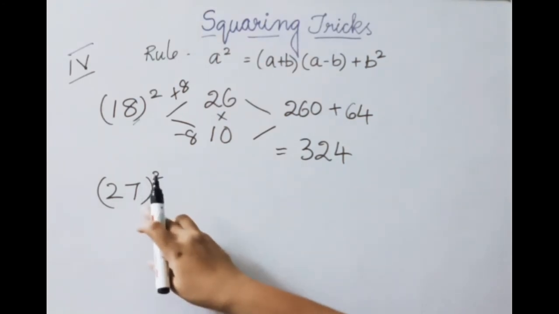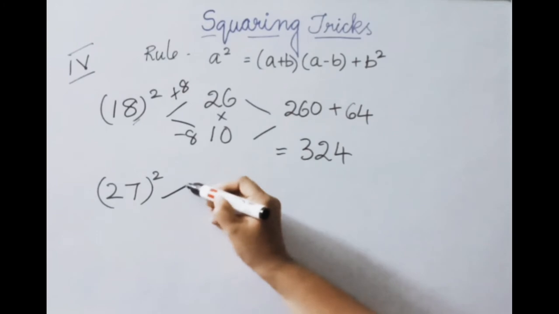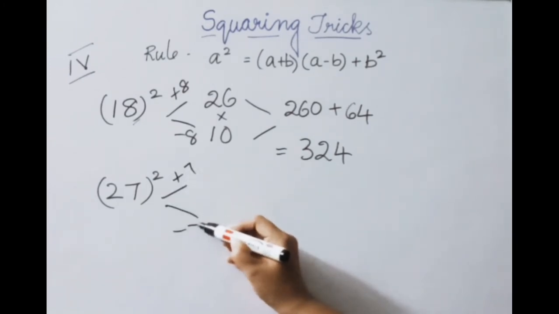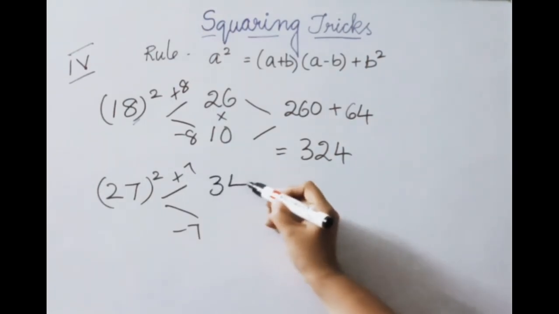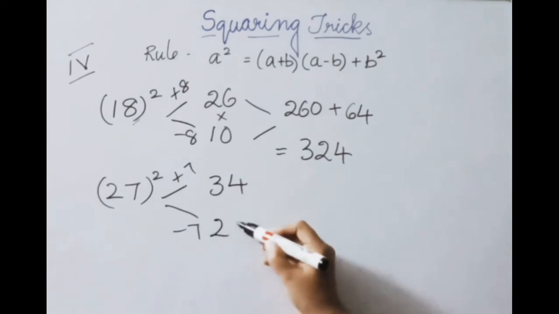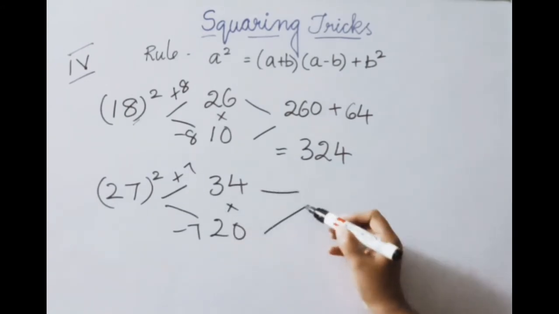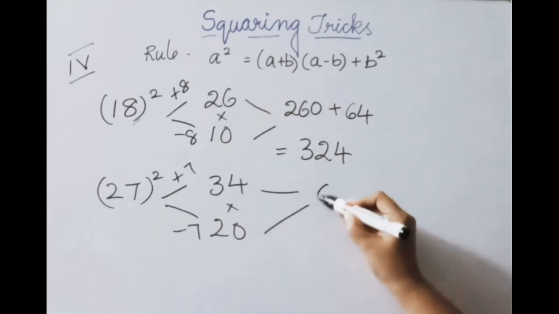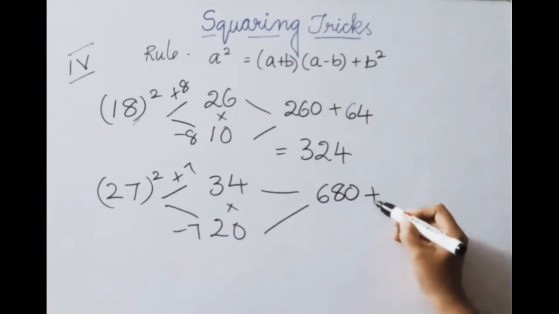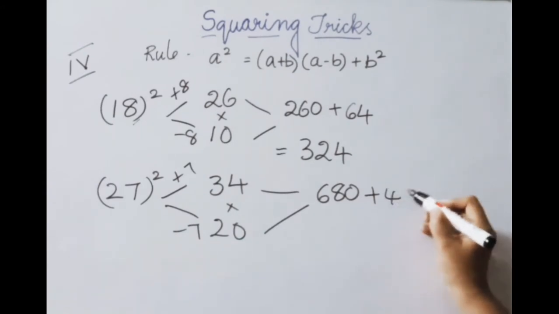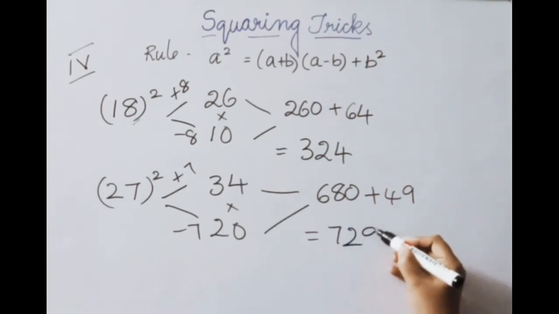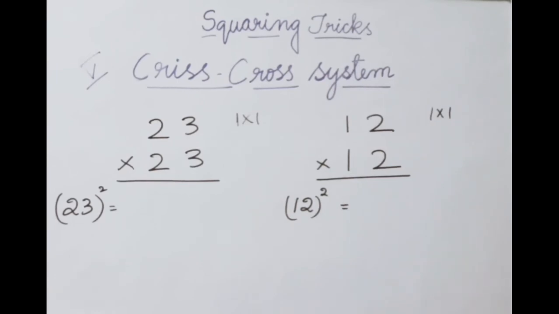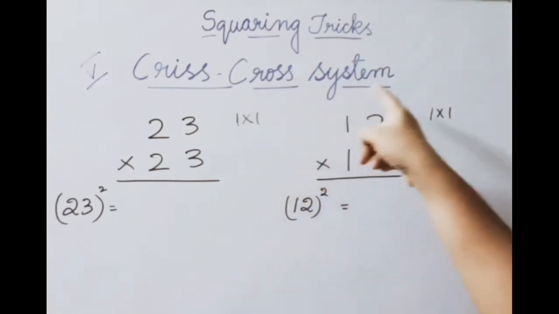See now next example, 27 whole square. For 20, what is excess value here? 7. So add 7 and subtract 7. 27 plus 7, that is 34. 27 minus 7, that is 20. Now product of these two values. 34 into 20, that is 680, plus 7 square means 49. So add these both values, 680 plus 49, 729 is the answer.